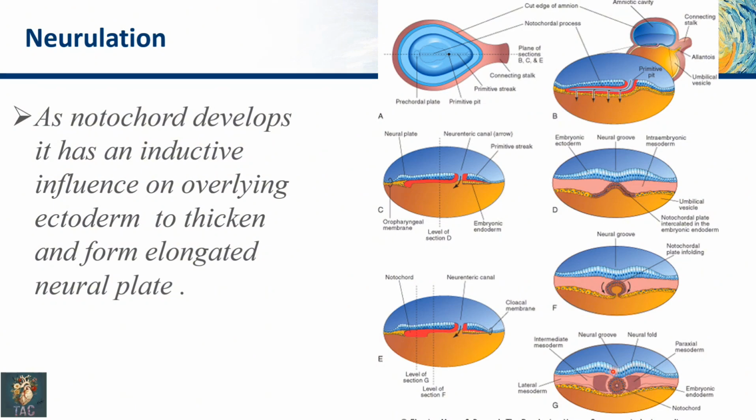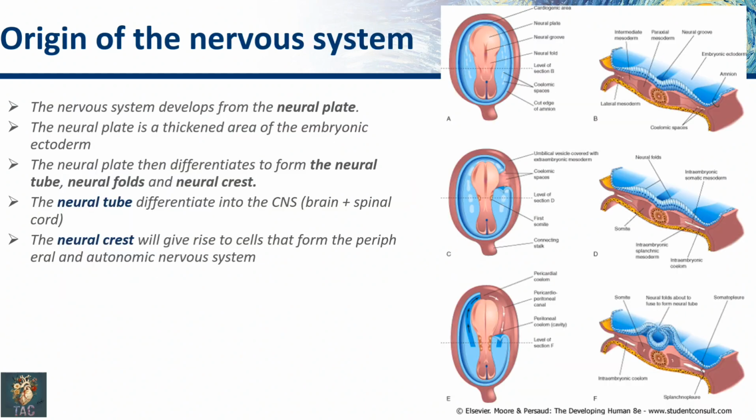So this neuroectoderm also forms the neural folds and neural grooves. So regarding the origin of the nervous system, again you can see the nervous system develops from the neural plate. The neural plate is a thickened area of the embryonic ectoderm. Here you can see this is the ectoderm, which overlies the notochord, and this notochord has an inductive influence on the ectoderm, and this ectoderm becomes the neuroectoderm.